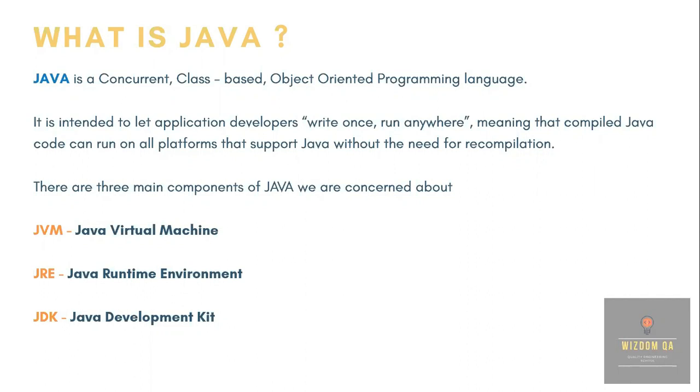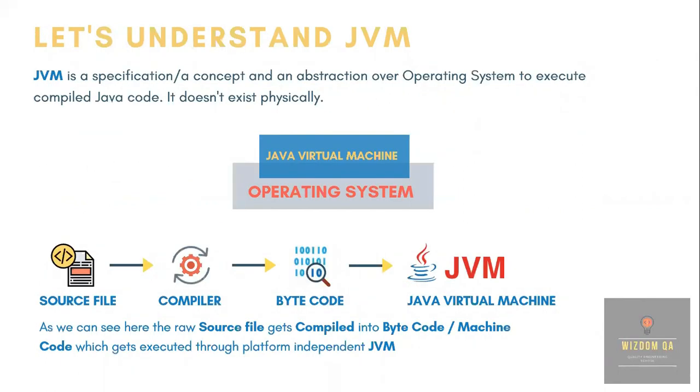So there are three main components of Java that we are concerned about. One is called Java Virtual Machine. Another one is Java Runtime Environment, and the third is Java Development Kit, right? So we should understand what these are. Okay, so let's go into Java Virtual Machine. What is Java Virtual Machine?